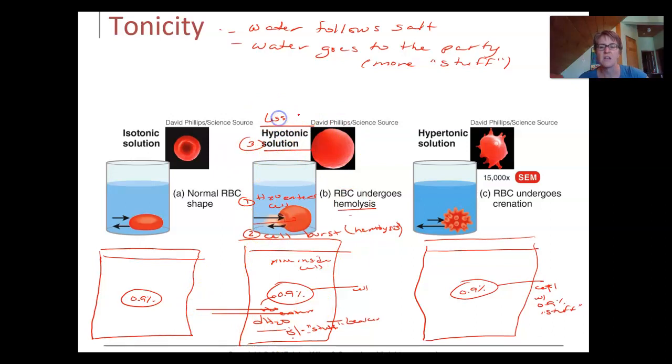That means there's less stuff outside. As long as outside is less than what's inside the cell, it's hypotonic. So even if it was 0.7%, right? 0.7 is less than 0.9, right? That would still be hypotonic. So don't get hung up or totally married to the fact that it was 0. It just had to be less than 0.9. All right, so that's hypotonic. And you can't control water.